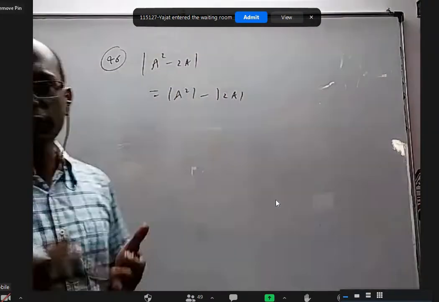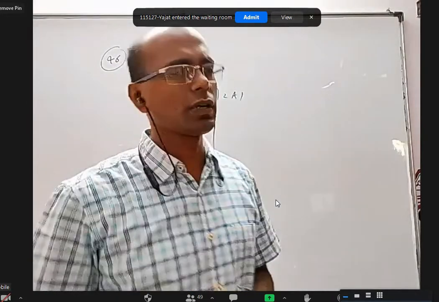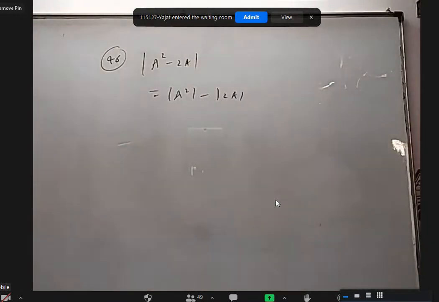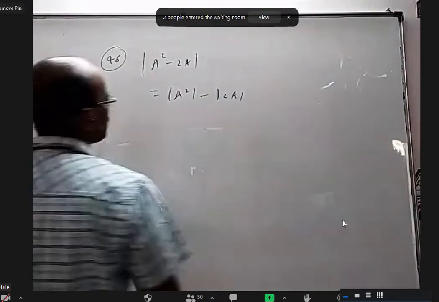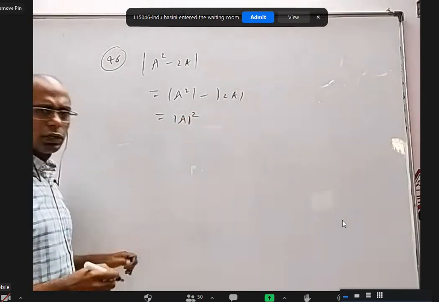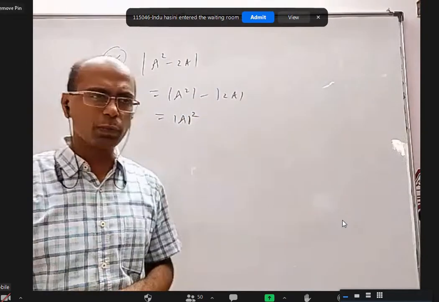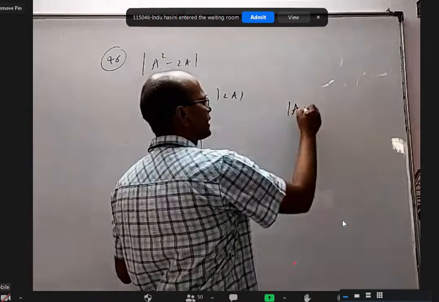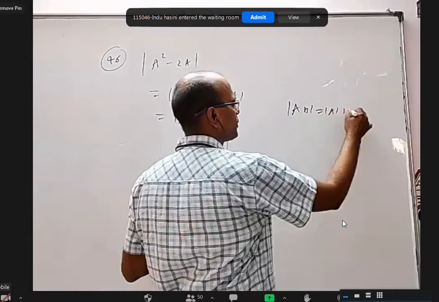Det of A plus B is not det A plus det B, or det of A minus B is not det A minus det B necessarily. Okay. Next, det of A square, you can write det A whole square, not a big issue. I don't know in the class, I want to tell this property, maybe I did not tell it. Det of AB is det A into det B. All of you know, right?